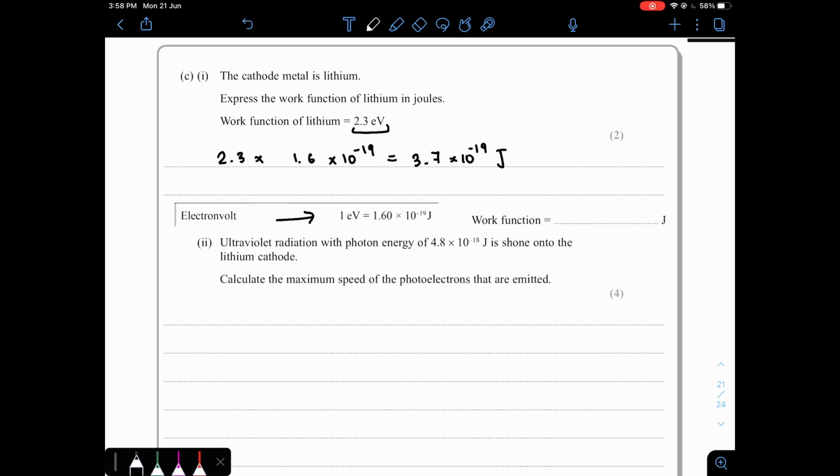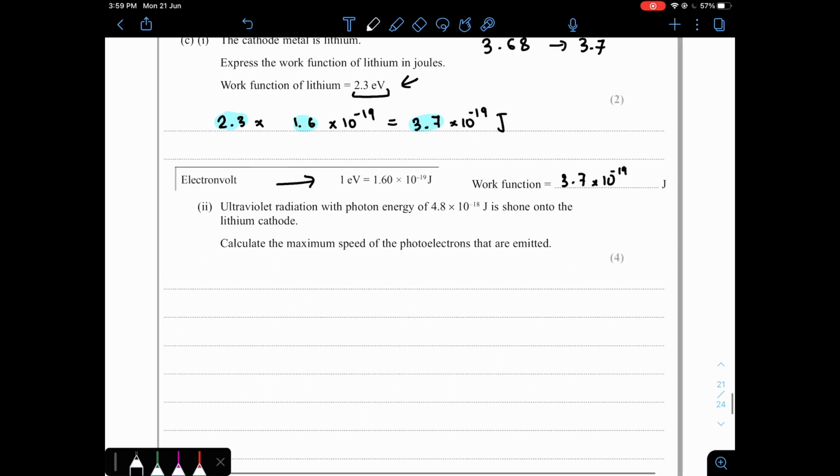It's important to remember to stay consistent with the degree of accuracy. The answer to 2.3 times 1.6 times 10 to the power of minus 19 is 3.68, which I have rounded to 3.7 to stay consistent with the significant figures here. So this should be 3.7 times 10 to the power of negative 19. That's the answer for this one. So what marks do you get? You get 1 mark for using this over here, and 1 mark for the answer.